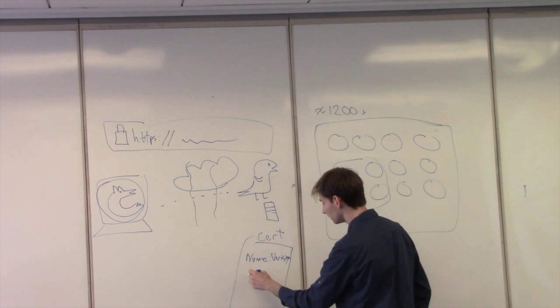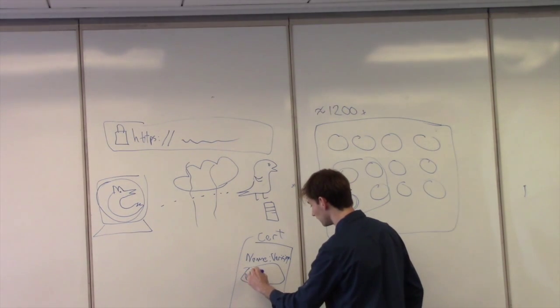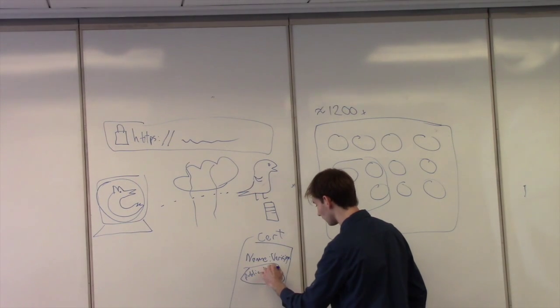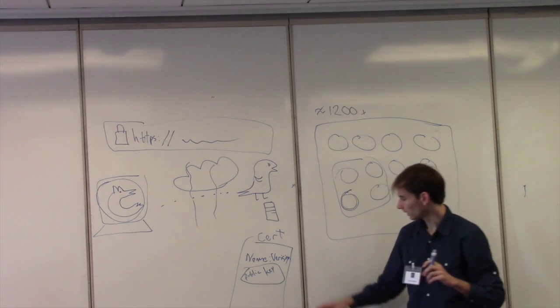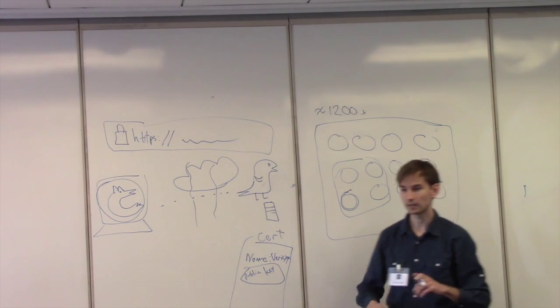And then it has a bunch of other information, but the most important piece of information that it has is this thing called a public key. Show of hands, who knows what a public key is? Okay, I'd say about 40%.